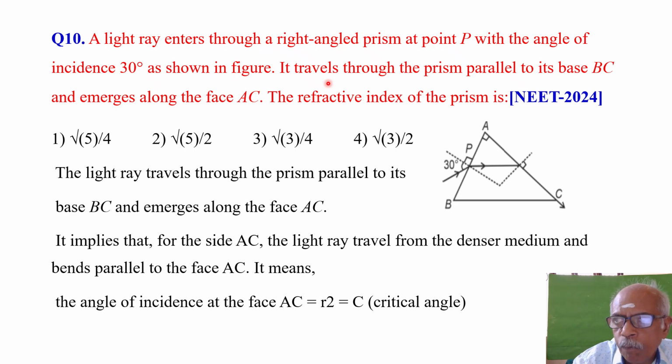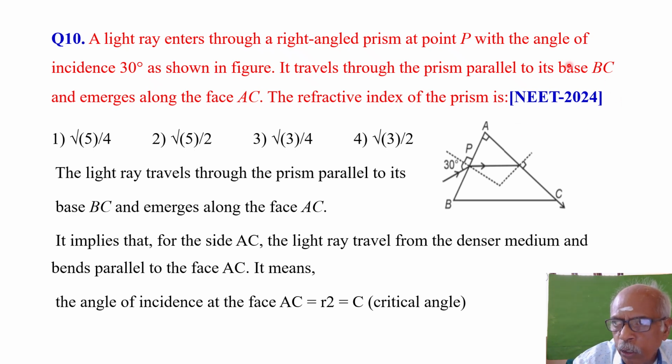It travels through the prism parallel to its base BC, and emerges along the face AC. It doesn't go this way or that way; it is parallel to AC. That means it is almost reflected at the surface AC. The refractive index of the prism is how much?